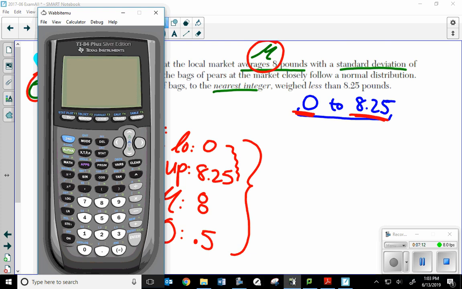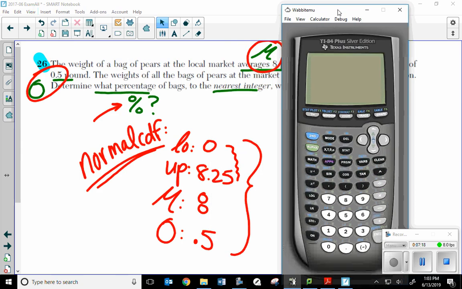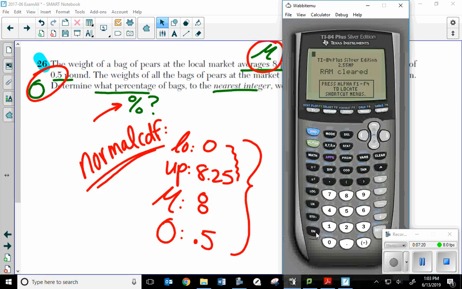So, where in the calculator is my normal CDF? Turn this on, and I go to my distribution menu, which is blue above vars. So I hit second, vars, and I'm going to pick choice 2, normal CDF. I don't want PDF. No one wants to pee. We just want CDF here. And look at all those things I said we have here. My lower bound, let's just clear that out.